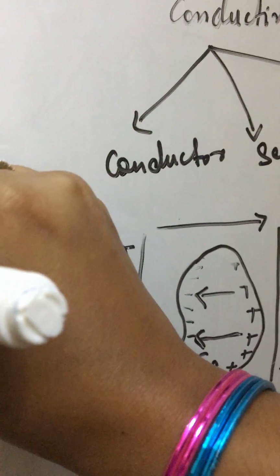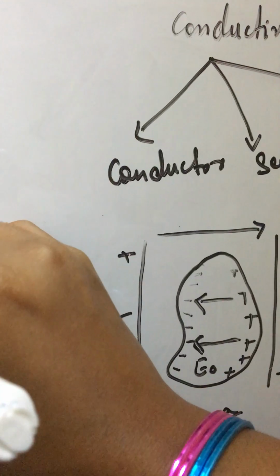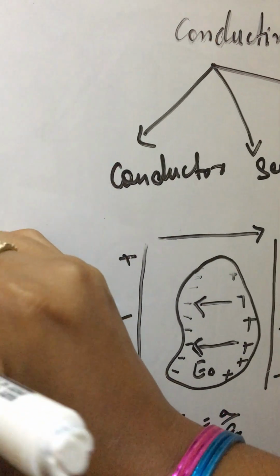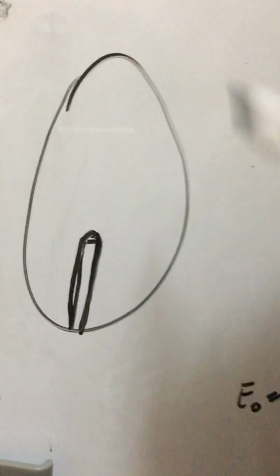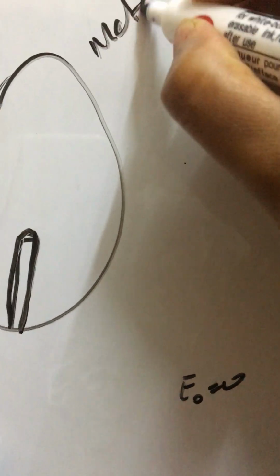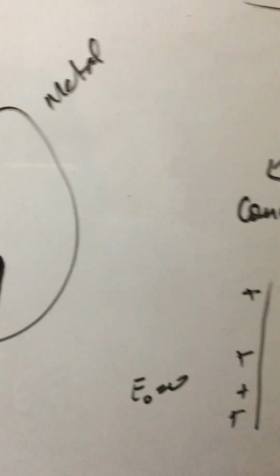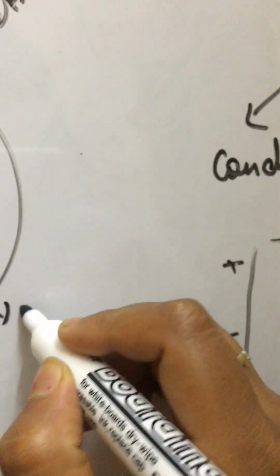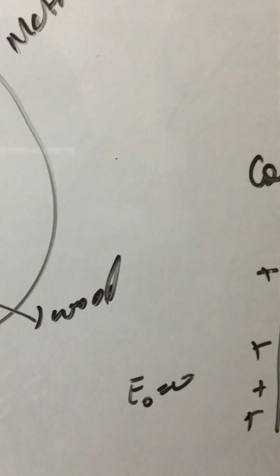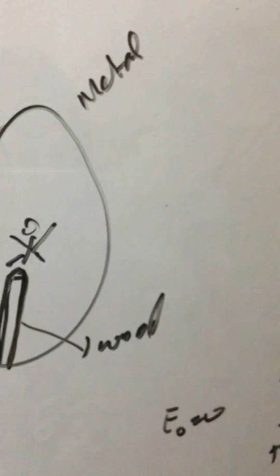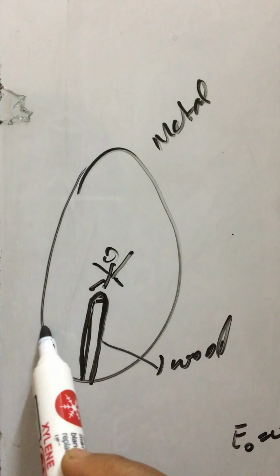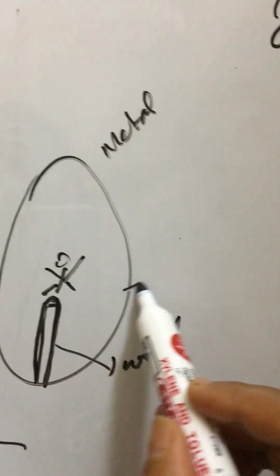Suppose this is a conductor. Let's say here is a stool, meaning made up of wood. Let's say this is a metal, and within the metal here is a wooden stool, made up of wood. And here is a man standing. And on the surface, high voltage is given.